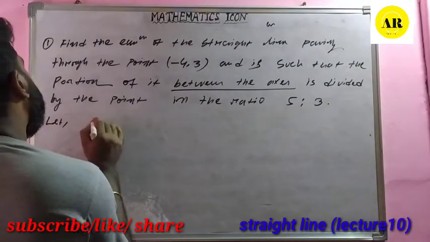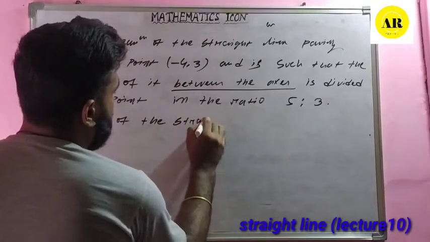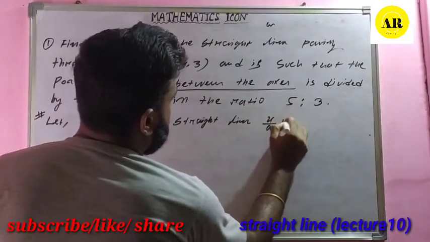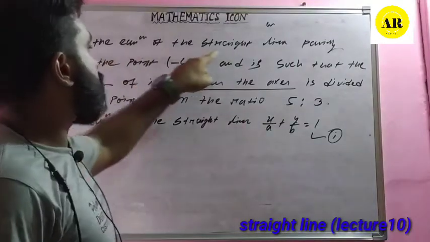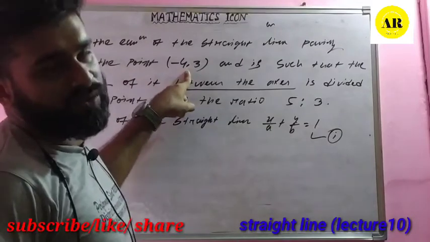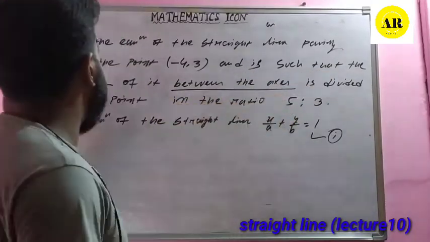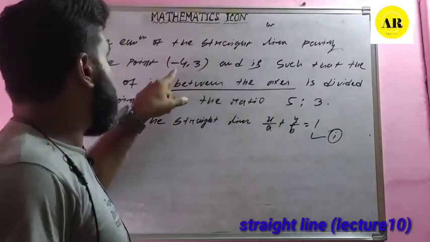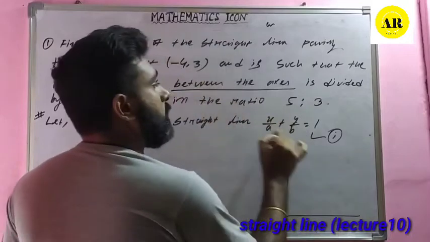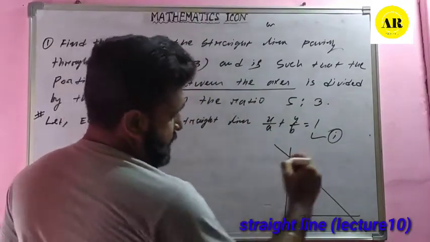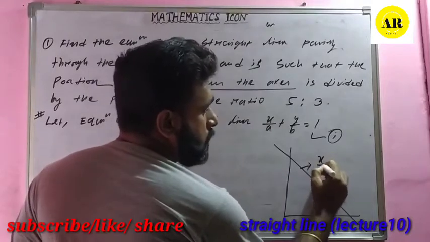So let the equation of the straight line be x by a plus y by b equals 1, and it is your equation number 1. According to this question, find the equation of the straight line passing through the point -4,3, such that the portion between the axes is divided by this point, given in the question, in the ratio 5:3. If you draw the figure, the required line is intercepted between the coordinate axes, and that's why we assumed this equation form x by a plus y by b equals 1.